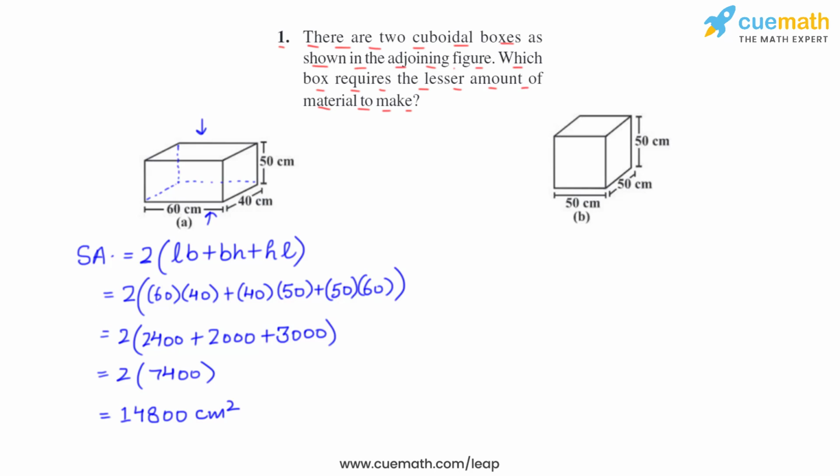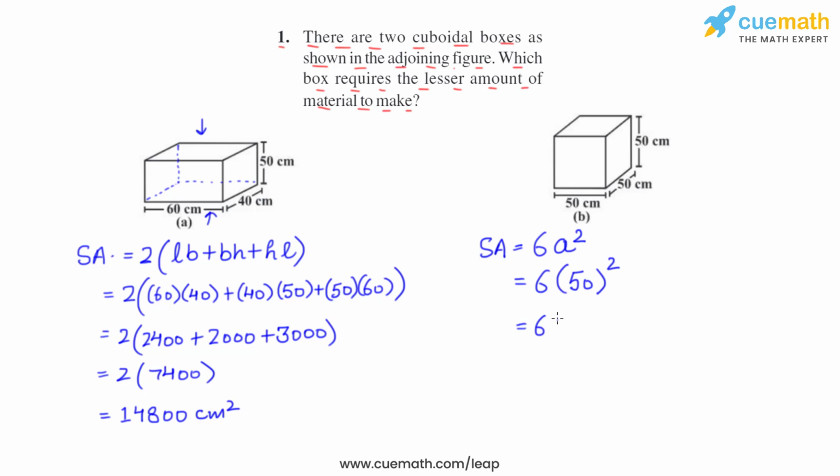Now let's find the surface area for B part. As you can see, all the dimensions, length, breadth, height, are the same. It means it is a cube, and for a cube the surface area formula is 6 into a square. 6 into a square means you can see there will be 6 faces: front, back, left, right, top and bottom, and each of those faces is square in shape, and the area of a square is side square or a square.